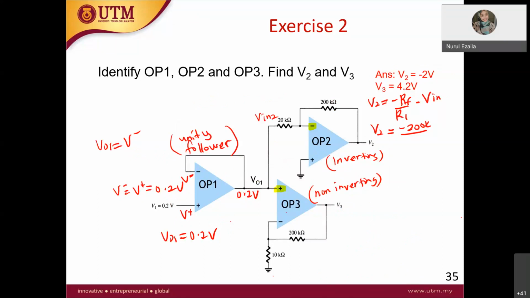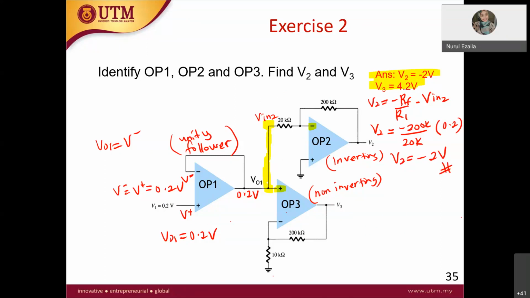For the 20K op-amp2, yes, 20K, times V in 2 in this case equal to 0.2. Yes, it's the same node. So it is 0.2, right? So V2 is equal to... I hope my answer is correct over there. 2 volt. Can someone calculate for me? Yes, same. All right, great. So V2 is negative 2 volt.